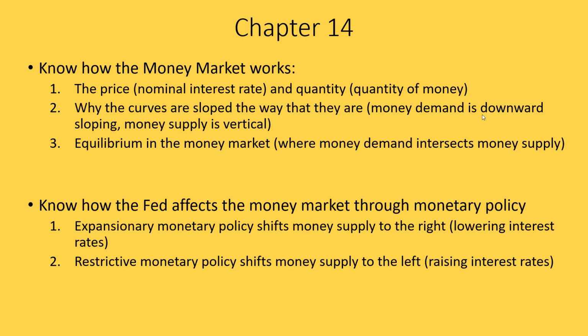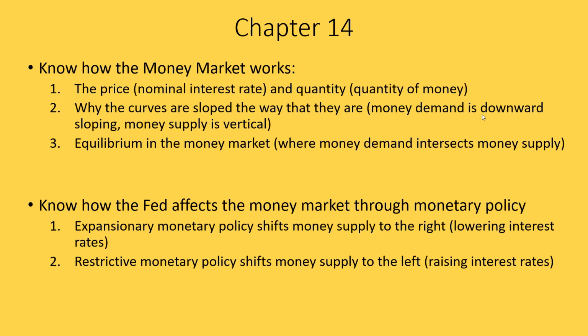So make sure you know how the money market works, right? In other words, know the price and quantity in that market. Remember, the price is the nominal interest rate, and the quantity is the quantity of money. When we talk about the quantity of money, we're talking about the quantity of money that people want to hold. Right? Know why the curves are sloped the way they are.